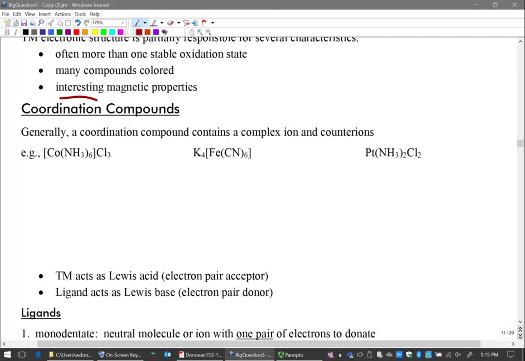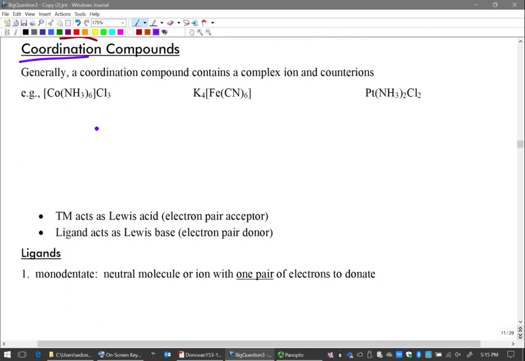So the transition metals are commonly found in things called coordination compounds. The name comes from the idea that we have coordinate covalent bonds. Coordination compounds involve a transition metal bonded to a molecule or ion that's called a ligand. And down here at the bottom by the bullet points is probably the best place to start looking at this. It's easier to leave the space above it.